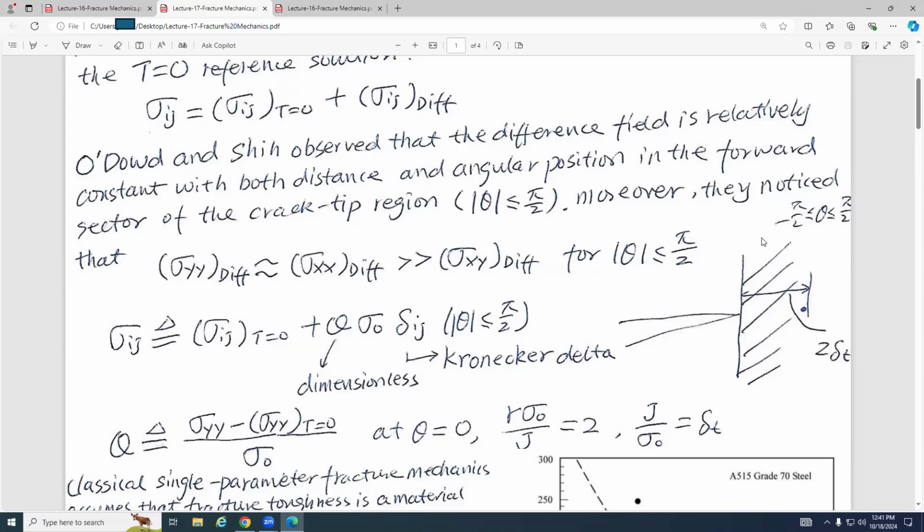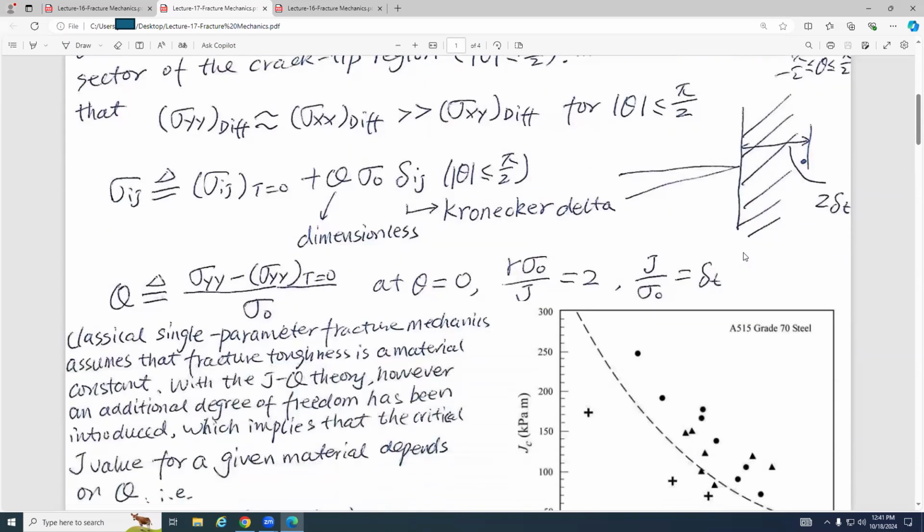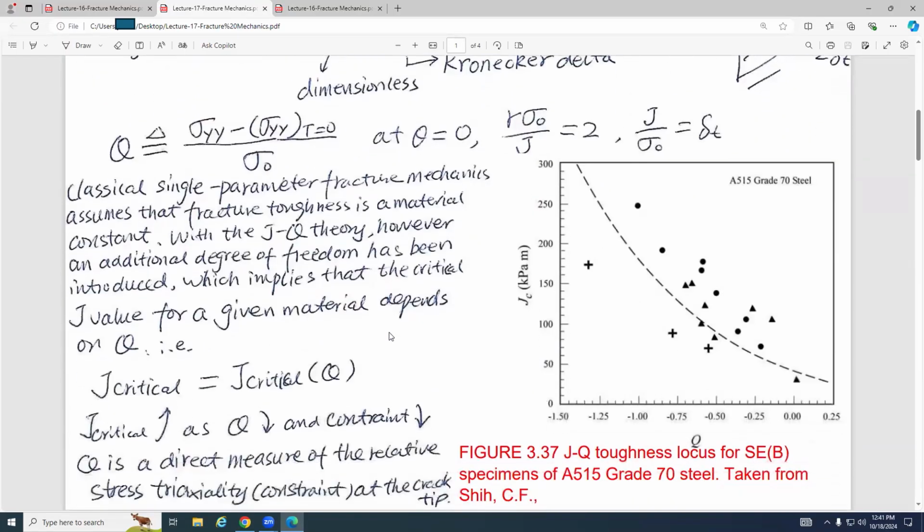Q is defined as sigma yy minus sigma yy at t equals 0, divided by sigma 0, and when theta equals 0. So our sigma 0 j equals 2 j divided by sigma 0, which is this delta t here. Right? So this is what you can see.